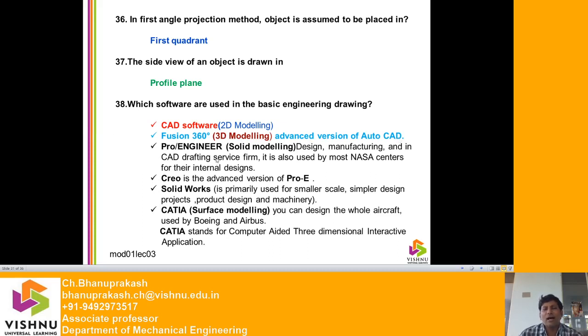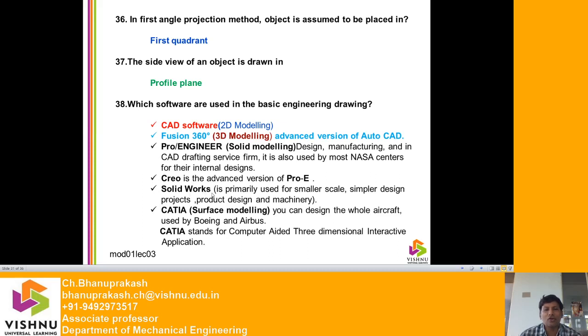Next, sir, what other types of engineering software do we have? Pro Engineer. What can we do in Pro Engineer? Generally, we do solid modeling. It is used for design and in CAD drafting services. Generally, Pro Engineer is still used in NASA centers for their internal designs. Sir, what is the upgraded version of Pro Engineer? It is CREO, the advanced version of Pro E. Sir, which one is the best? CREO is the advanced version, that is the best one.